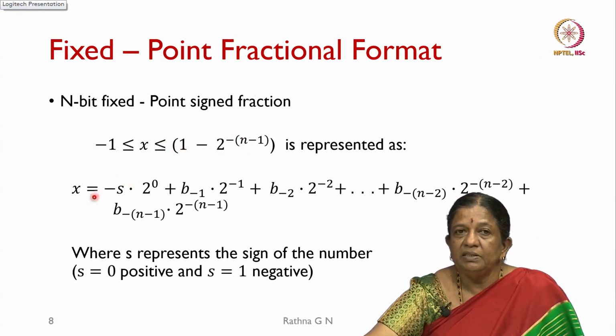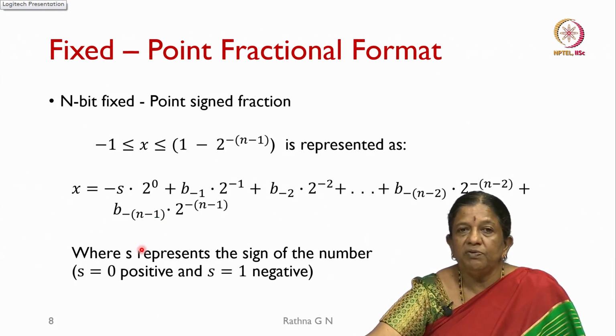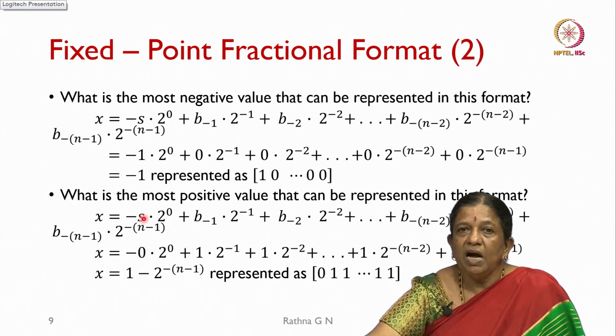So, if I represent this in the open format, x will be minus s into 2 power 0 plus b minus 1 into 2 power minus 1, b minus 2 into 2 power minus 2, and so on, and then the last term will be b minus n minus 1 into 2 power minus n minus 1. So, here again s represents the sign of the number. If it is equal to 0, it is positive, and if it is equal to 1, it is a negative number.